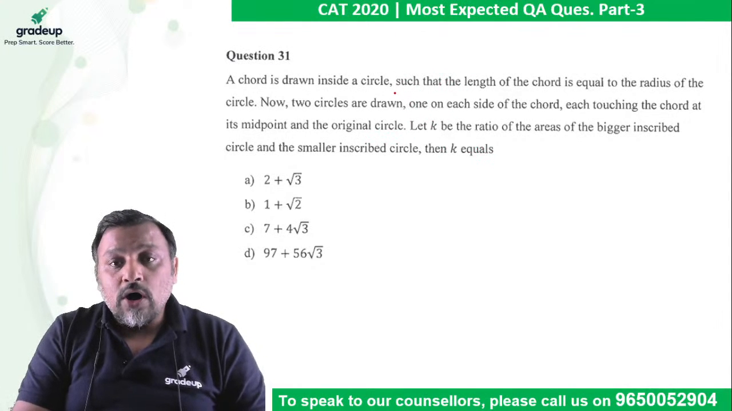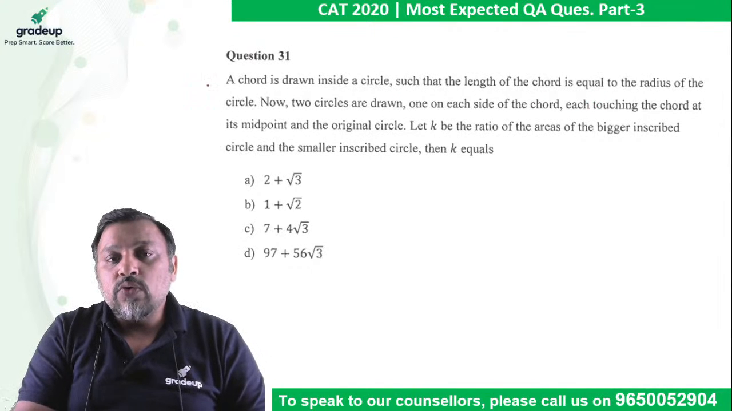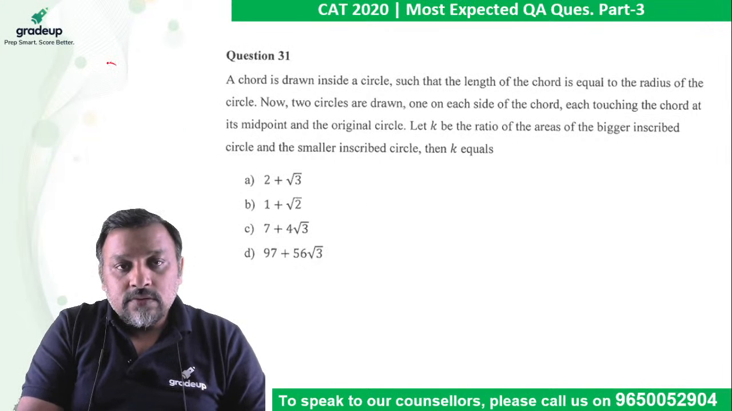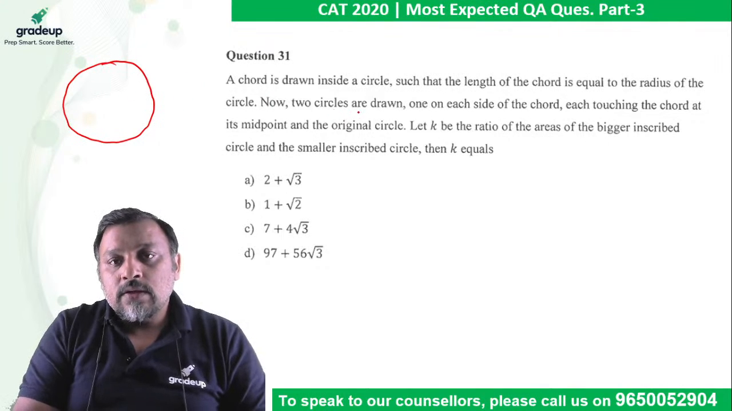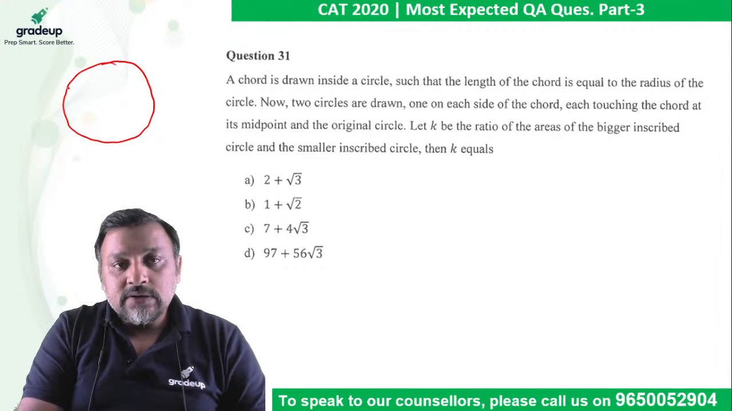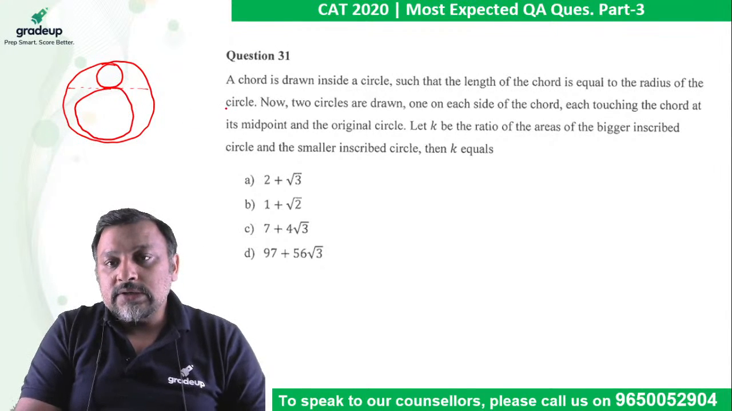It is given a chord is drawn inside a circle such that the length of the chord is equal to the radius of the circle. So let us draw a chord. Now two circles are drawn, one on each side of the chord, each touching the chord at its midpoint and the original circle. So if I draw a chord, then I'll get one circle here and another circle here. So I'll get two circles.